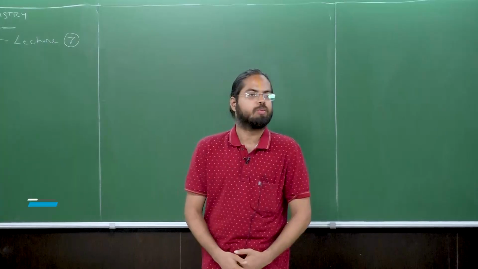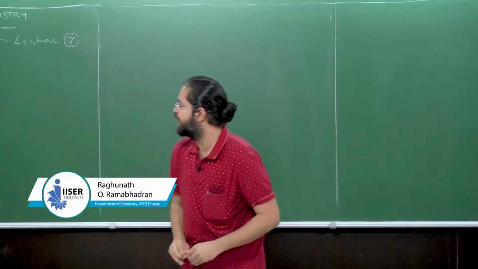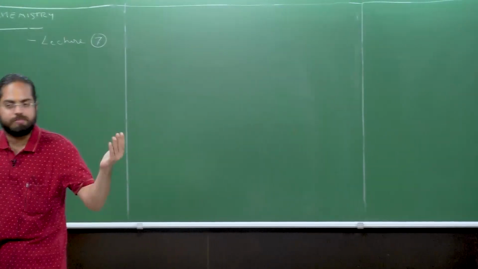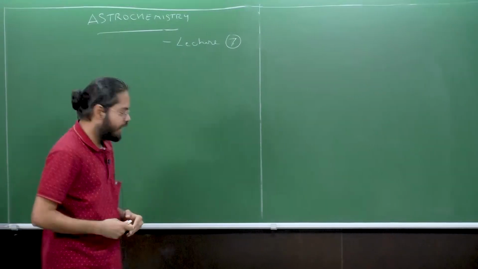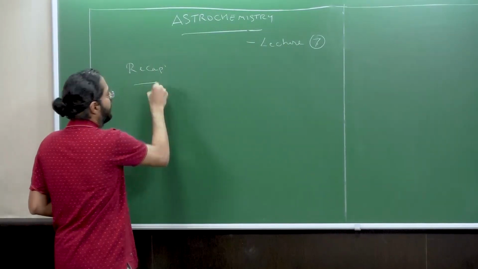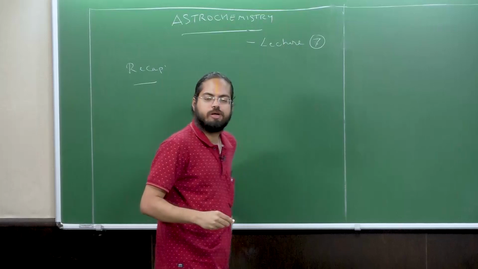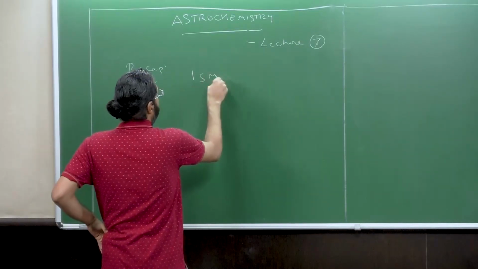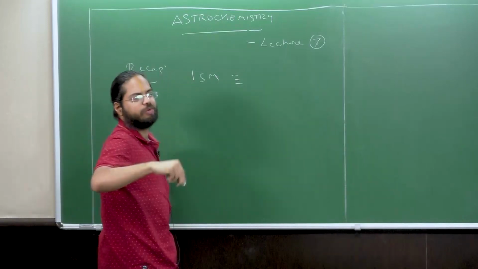Hello, so welcome to this Astrochemistry course, and we are now in lecture 7. To give you a brief recap of where we were in the last class: in lecture 6, we discussed what the interstellar medium was, and that it comprises gas and dust.